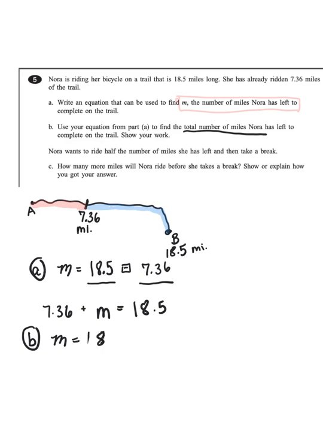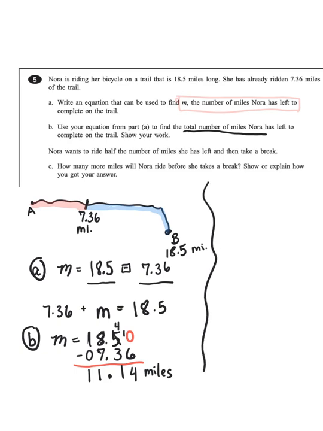M equals 18 and a half minus, it's going to be easier for me just to do it like this, 7.36, and I'm going to put a 0 here as a placeholder because I know with subtraction I have to line up all my numbers by place value. Okay. 10 minus 6 is 4. 4 minus 3 is 1. Drop down your decimal point. 8 minus 7 is 1, and 1 minus 0 is 1. So I've got 11 and 14/100 of a mile left to go.